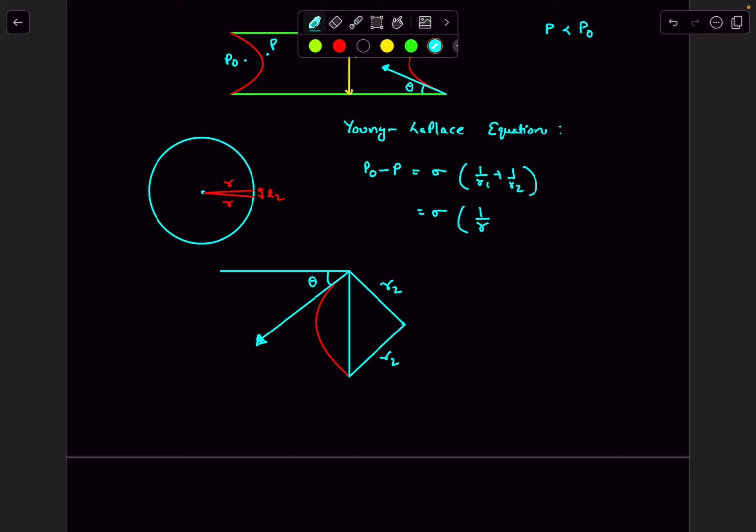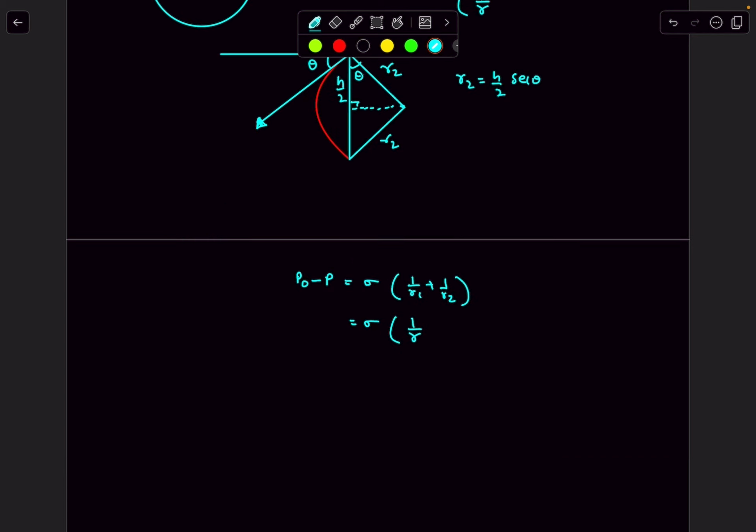So which means this angle is theta as well. Now if I drop a perpendicular, this complete length was given to us as h, right? So half of it is h by 2. From here we get r2, the second principal radius of curvature, as h by 2 secant theta. So finally our expression simplifies as 1 upon h by 2 secant theta.